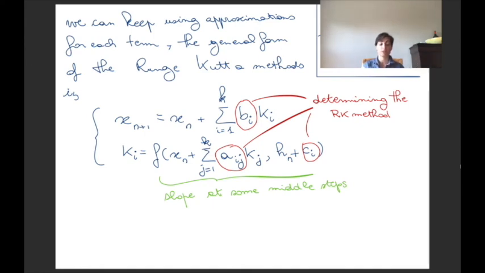Runge-Kutta methods are extremely broad. There are a lot of them, and there is a lot of interesting research going on in there. But my main point here is that they exist and they're extremely flexible.